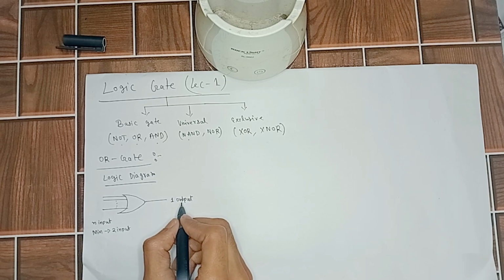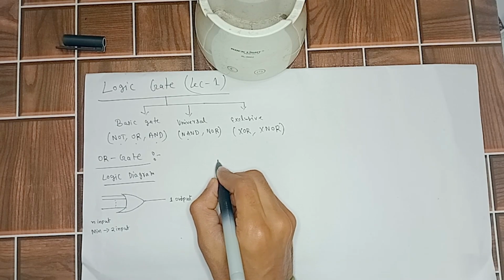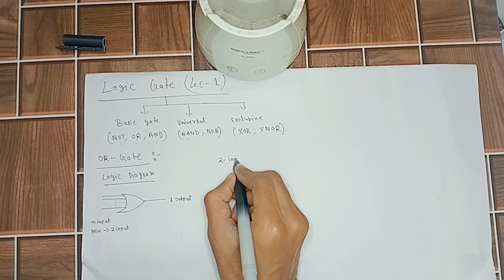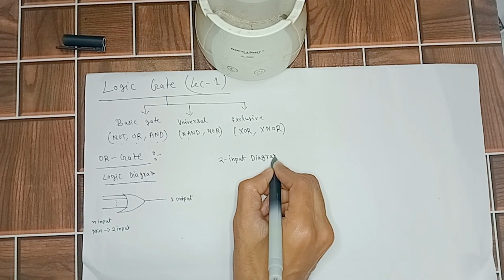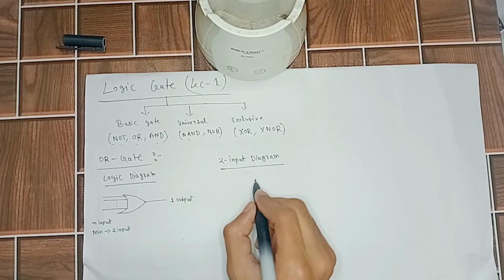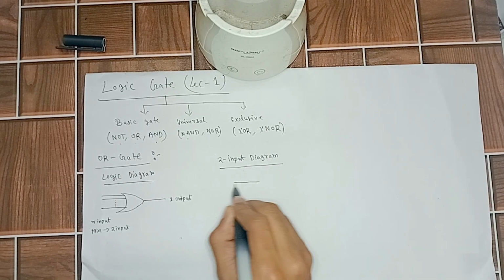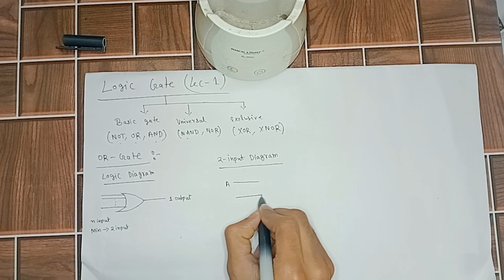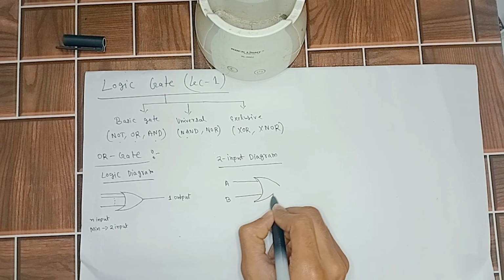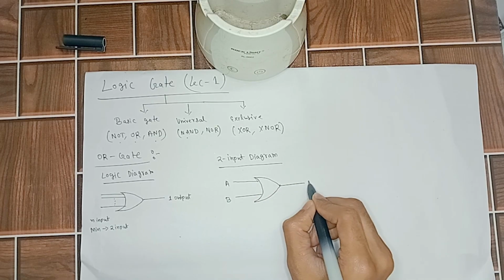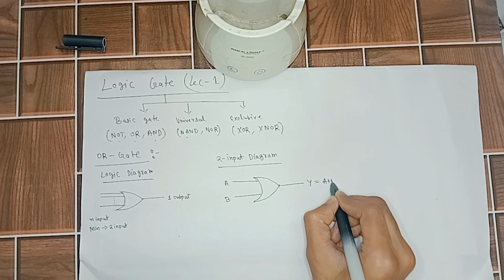Now if we make a diagram for a two-input OR gate, the logic diagram will be like that: A and B are the inputs, and this is the output Y. Now Y will be A plus B.